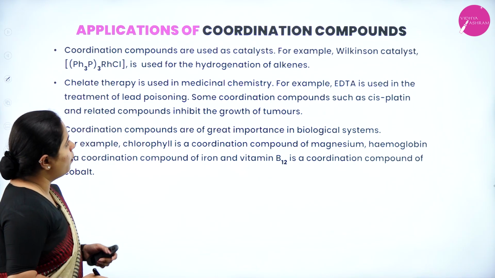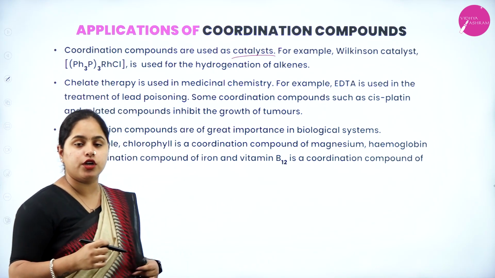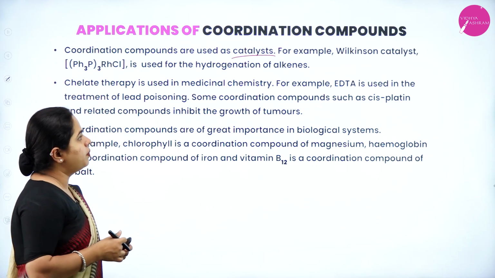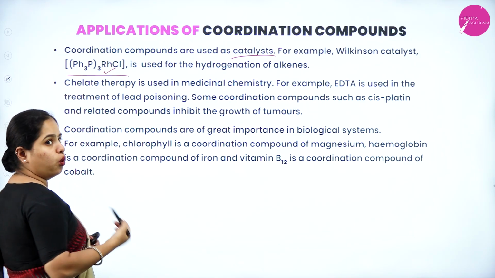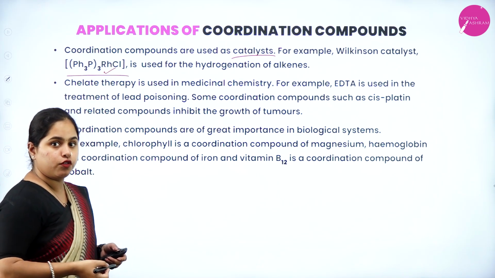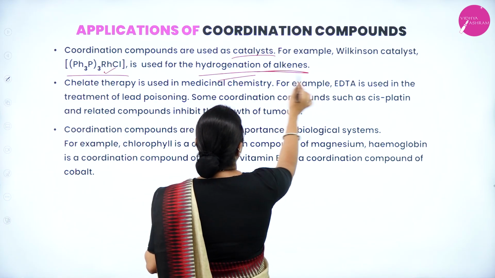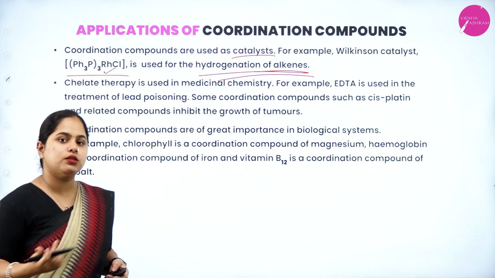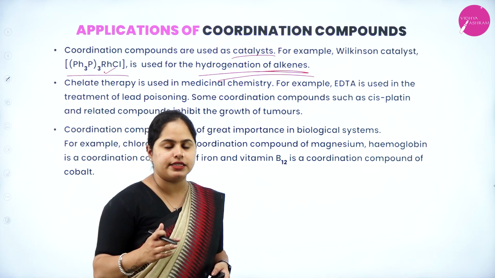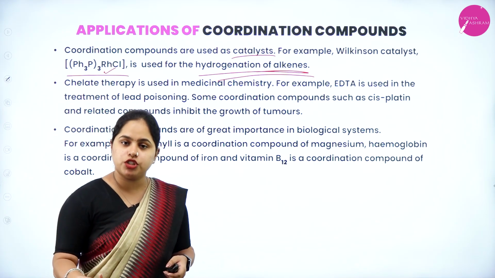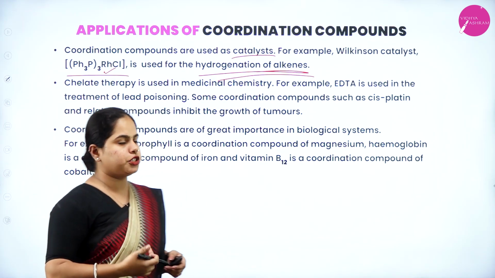Now, coordination compounds are also used as catalysts. This is very important. They play a very important role as catalysts. For example, Wilkinson catalyst, which is [(PPh3)3RhCl]. Rh stands for rhodium. This is a coordination compound of rhodium called Wilkinson catalyst. It is used in the hydrogenation of alkenes. Hydrogenation means addition of hydrogen, so if we add hydrogen to alkenes, it forms alkanes, right? So it is a very important catalyst, which is actually a coordination compound.